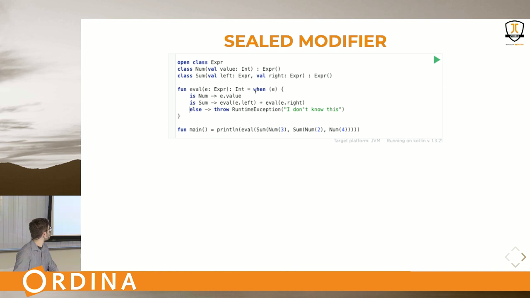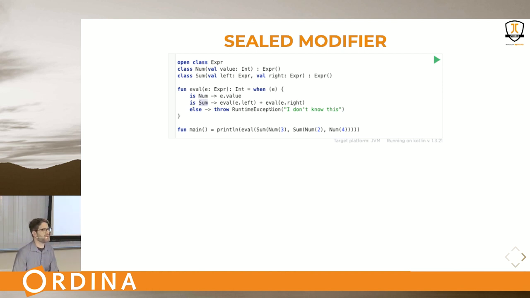If you would use a when statement here to evaluate your expression, then you would have to throw in an else clause, because the compiler is not sure that num and sum are the only subclasses of your expression. And by the way, in this case, I didn't even mark my expression superclass as being abstract, so I can even instantiate it, and this would already break my when structure if the else would not be present, because then I have no case for my expression, because I only handle the cases num and sum.